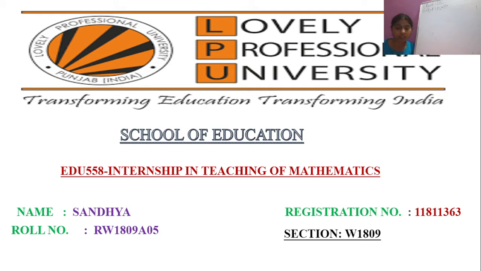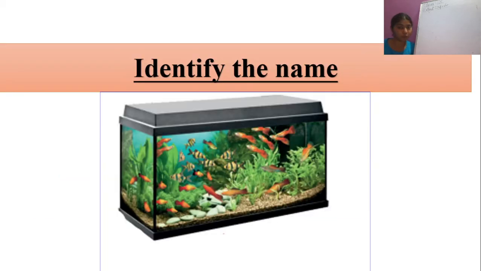Okay students, I have something for you. You have to identify the name of the image in front of you. What is this image, students? You can write down your answer in the comment box. What do you find in front of your screen? Yes, very good. This is basically an aquarium or a fish tank, right? Fish tank.